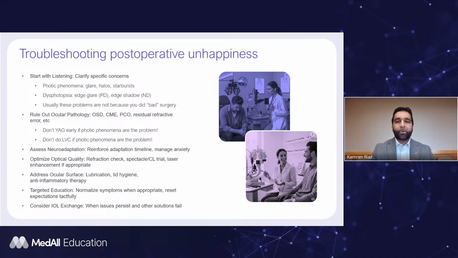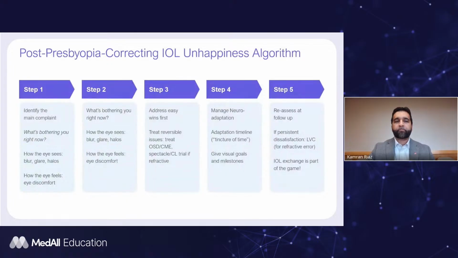Of course, what makes this difficult is if there's concurrent PCO that's getting worse, you're tempted to YAG, and hopefully that'll solve the problem. But if that problem existed from day one, it's probably not the PCO, it's probably the lens. So consider IOL exchange when appropriate and when all other solutions fail. So this is, again, a very rough algorithm I've created here that may be helpful, these 5 different steps for these unhappy patients.